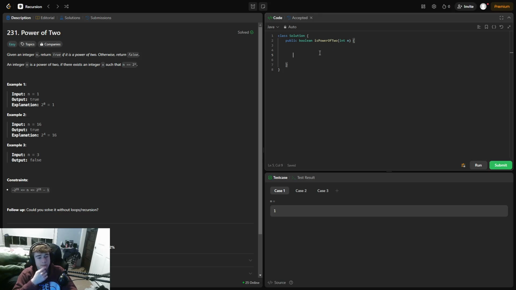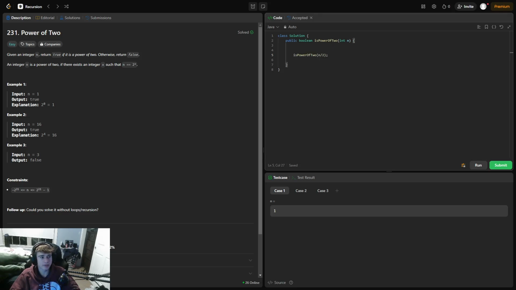I'm thinking, if we have a number like 16 or 8 or 32, if we half that, if we divide by 2, we take away this last times 2, and then we check, is this a power of 2? And we keep going and going until eventually we end up with nothing. And so the recursive call for this is power of 2 of n divided by 2.